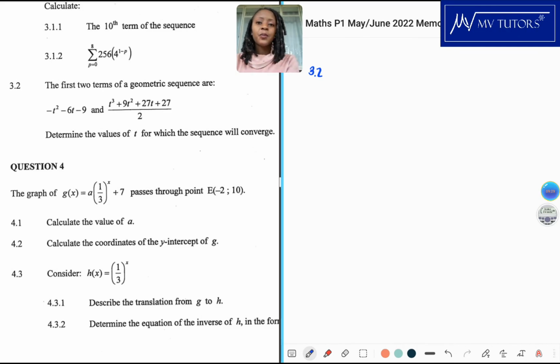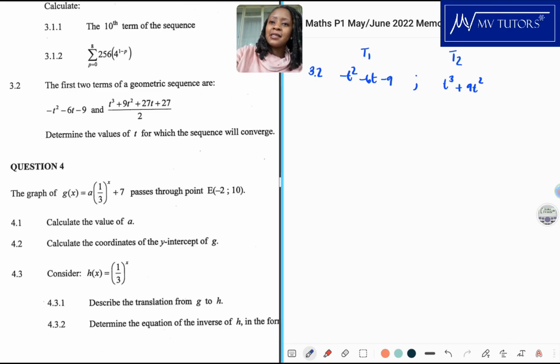Okay, I'm back. So 3.2. The first 2 terms of a geometric sequence are that. So we have negative t squared minus 6t minus 9, and then our second term is t cubed plus 9t squared plus 27t plus 27 all over 2. It says determine the values of t for which the sequence will converge.